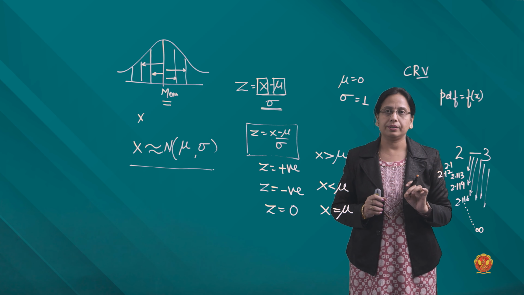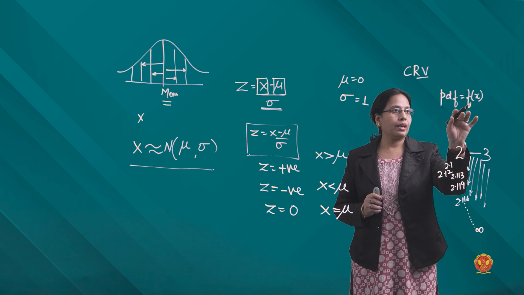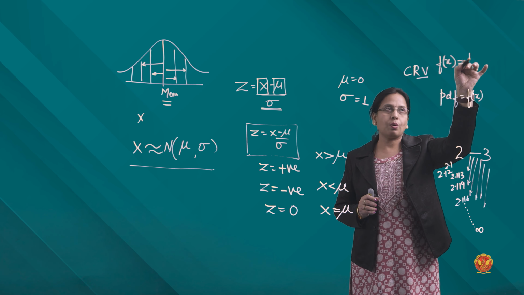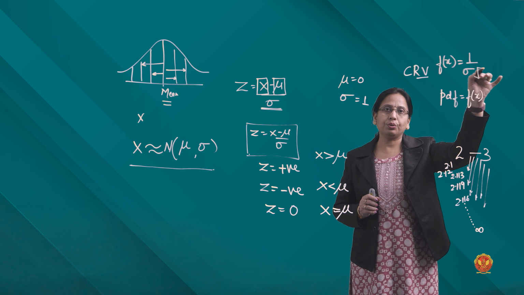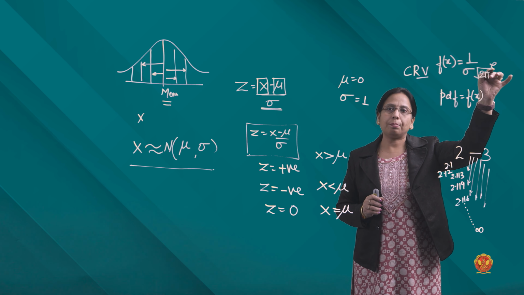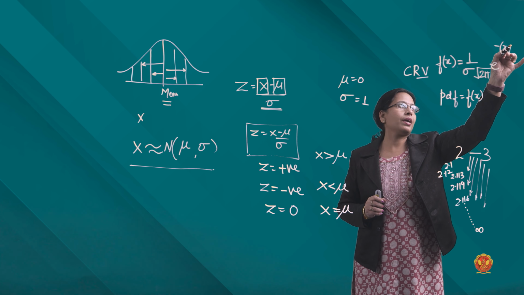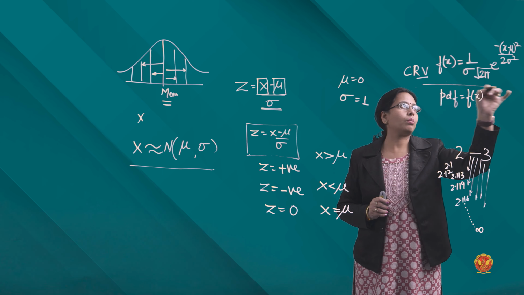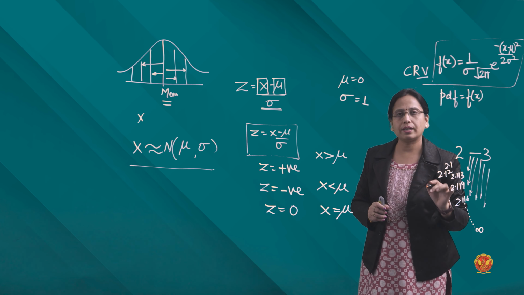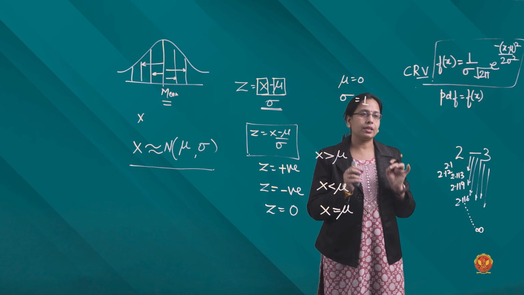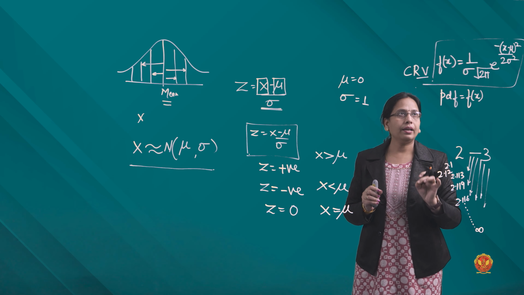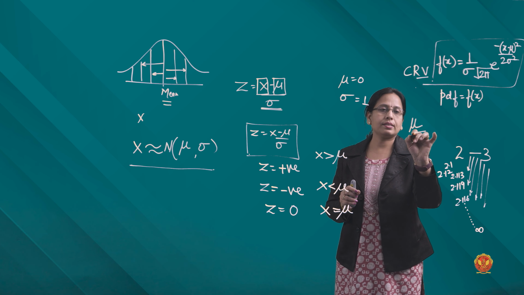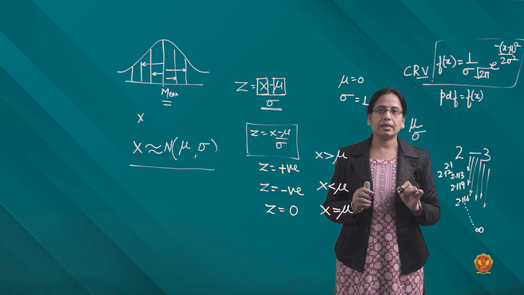We discuss it on. I can explain it using the concept of the PDF, which is 1 upon sigma under root 2 pi e to the power minus (x minus mu) whole square. Need not worry about this big formula. You need to only understand the concept that it is a density function, and it is based on the concept that mu is the average and the standard deviation is given by sigma.